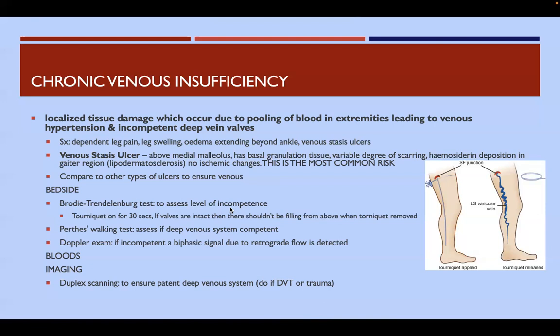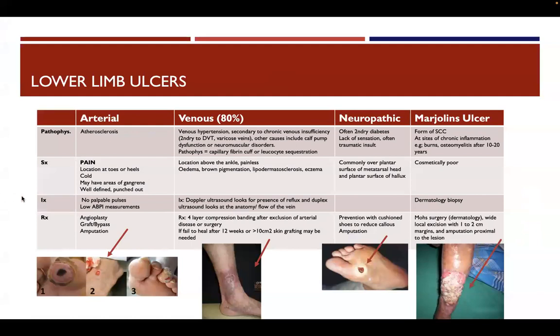You can do a Trendelenburg test, which is essentially a tourniquet, where you compare the deep and the superficial system by adding a tourniquet, releasing it, and then seeing whether or not the flow comes back. I've got some links at the end, some videos, which I think would be useful to look at, just for the practicalities of that in a patient.